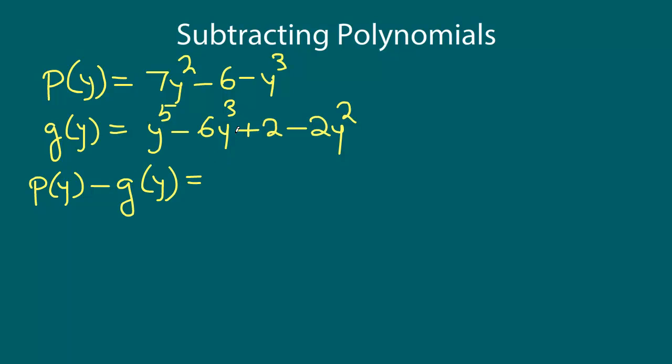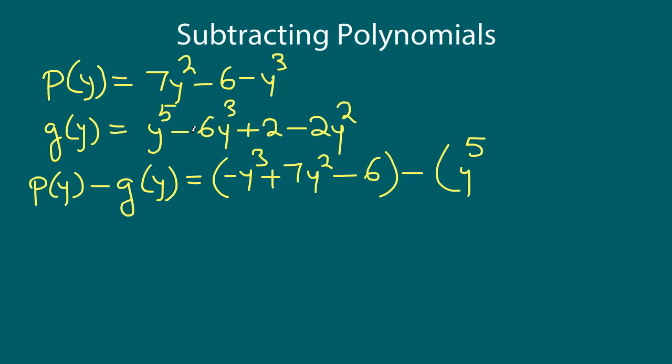So the first step again is to write each of the polynomials in standard form. So here we will have minus y cubed, then plus 7y squared, and then minus 6. So this is our first polynomial, minus now the second polynomial. So here this will be y power 5. This will be the first term. Then we have minus 6y cubed. Then we have minus 2y squared, and finally the term plus 2.